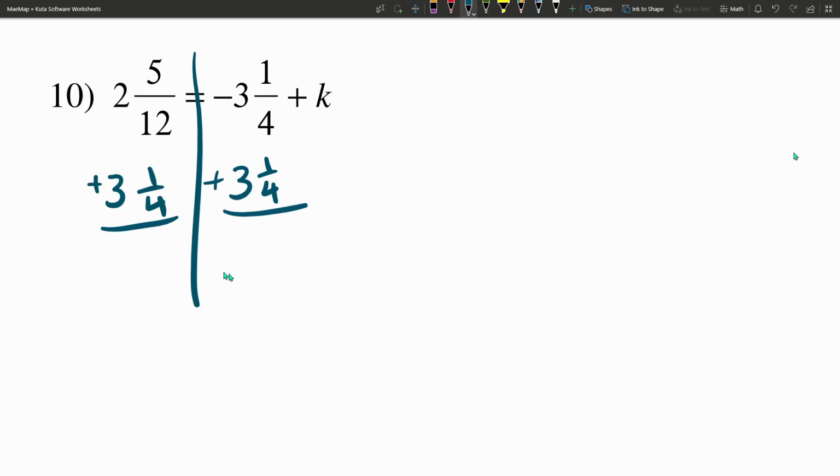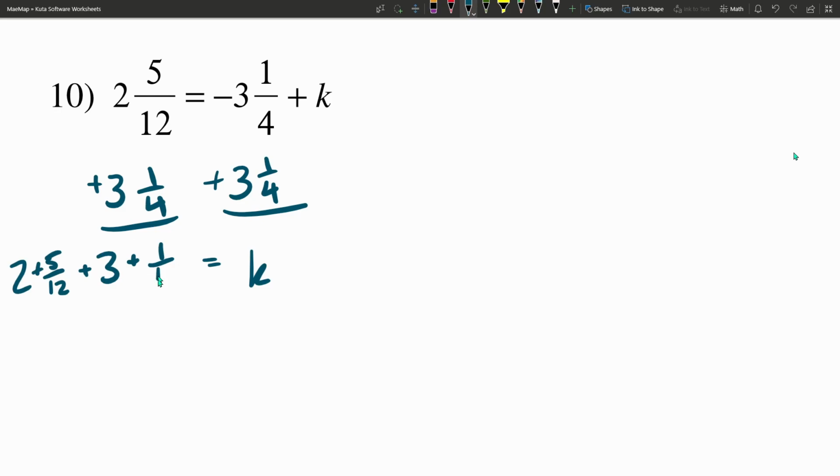Whatever we do to this right-hand side, we need to do to the left-hand side. So we isolated the k on the right, and on the left, if we have 2 and 5/12 plus 3 and 1/4, let's split up all of these mixed fractions. So we'll have 2 and 5/12, which is 2 plus 5/12, plus 3 and 1/4, which is 3 plus 1/4. Addition is commutative, doesn't matter how we add it.